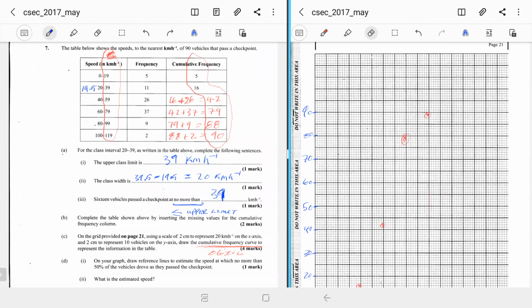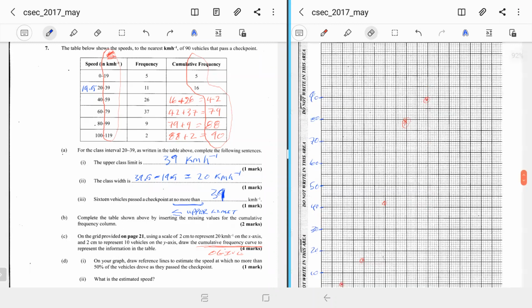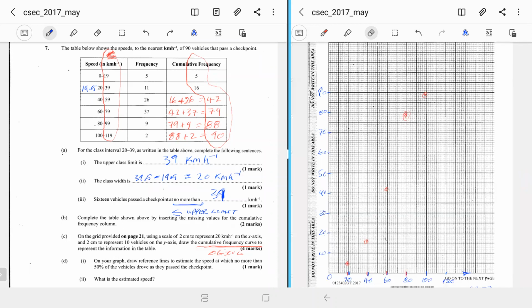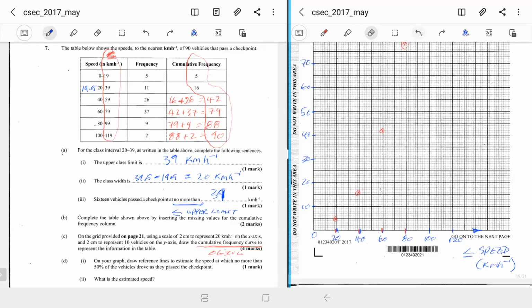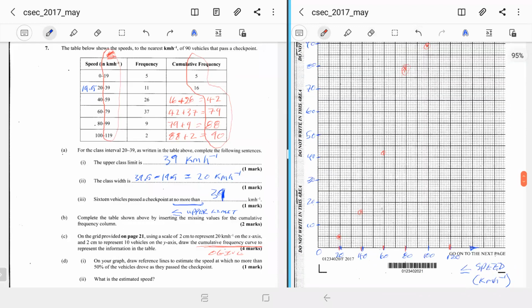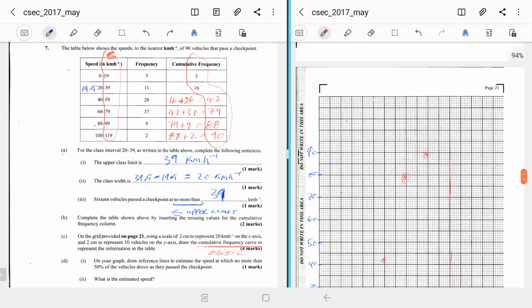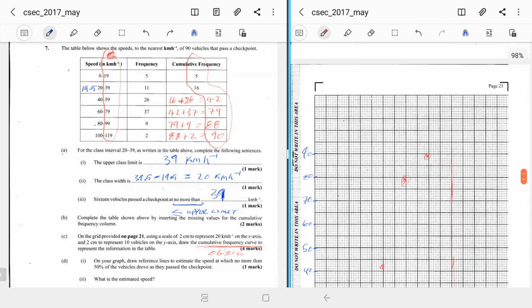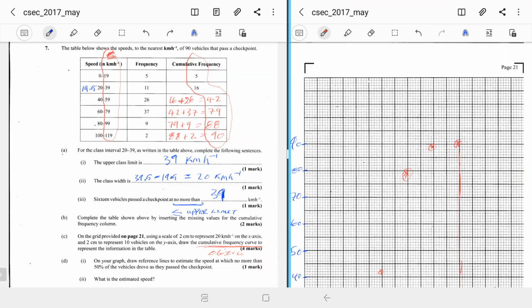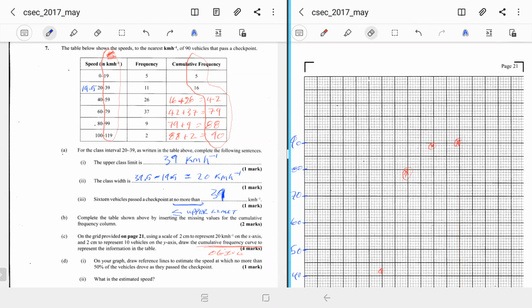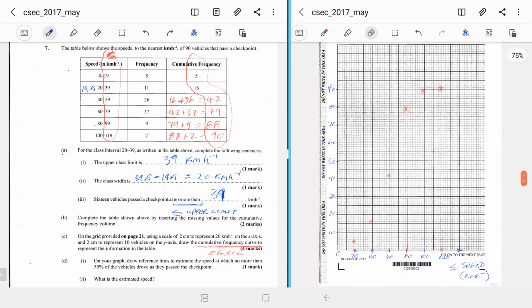Right. The last one is 119, 90. 119 is just before the 120 right here, going up to 90. From just before this line, up to 90. Right here. Those are the points, and you draw the smooth curve.